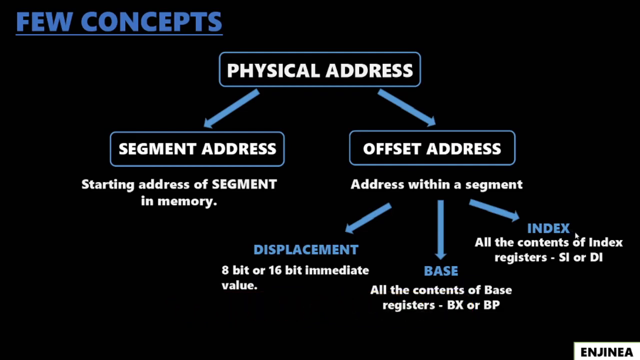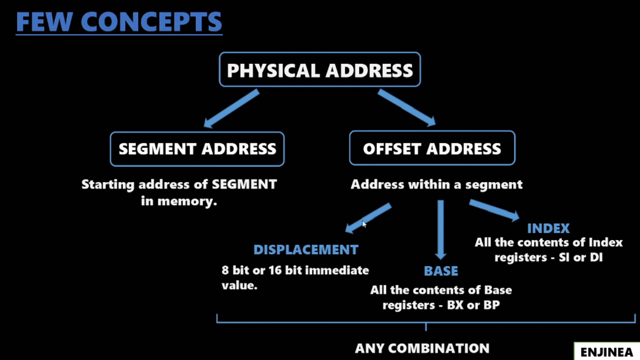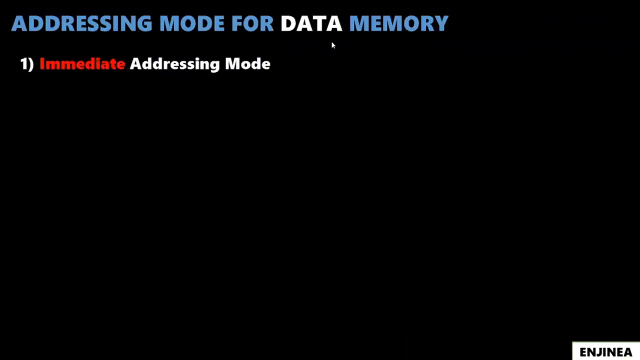So our offset address can be formed by the combination of any of these three elements. It can be only displacement, only base, only index, or it can be a combination of two of them or the combination of all of them. So let's see them in detail. Let's start with our addressing modes.